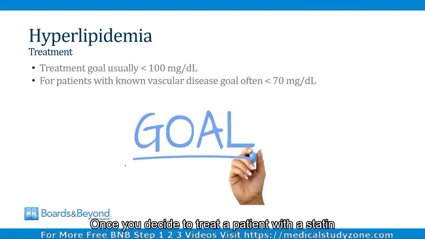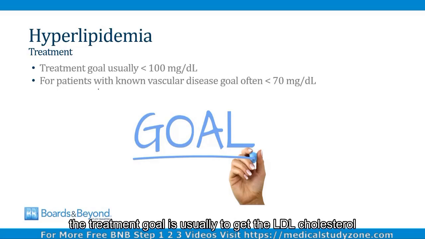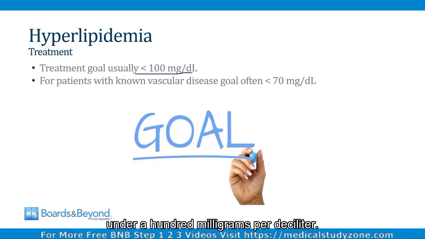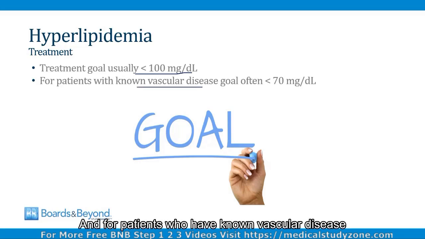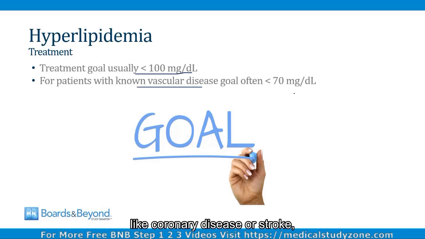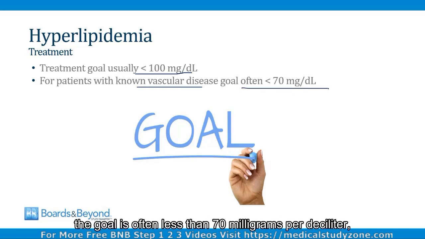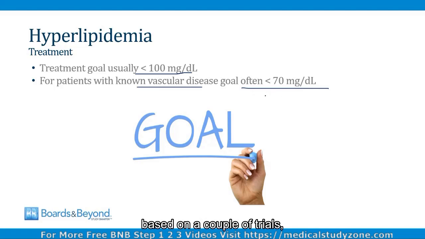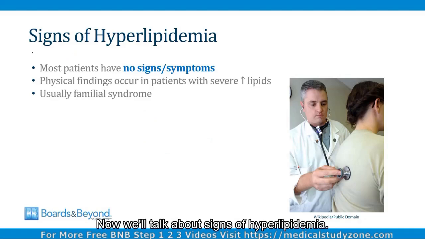Once you decide to treat a patient with a statin, if they have one of those four indications I showed you on the table two slides ago, the treatment goal is usually to get the LDL cholesterol under 100 milligrams per deciliter. And for patients who have known vascular disease, like coronary disease or stroke, the goal is often less than 70 milligrams per deciliter, based on a couple of trials which showed that getting it down to this level improved outcomes.